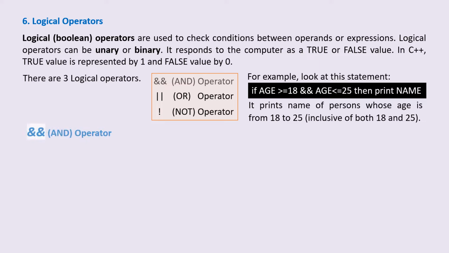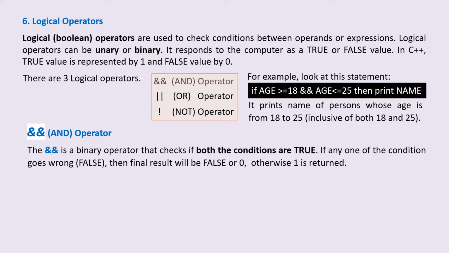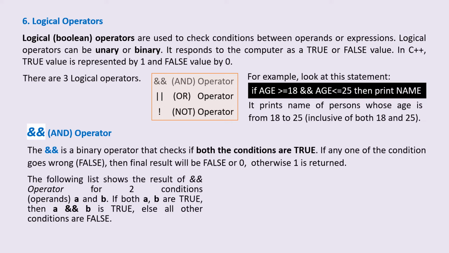Now let's look into the first of the 3 logical operators. The AND operator, represented by 2 ampersands. The AND is a binary operator that checks if both the conditions are true. If any one of the conditions goes wrong or false, then the final result will be false or 0, otherwise, 1 is returned. The following list shows the result of AND operator for 2 conditions. Here, conditions are the operands A and B. If both A, B are true, then A and B is true, else all other conditions are false.